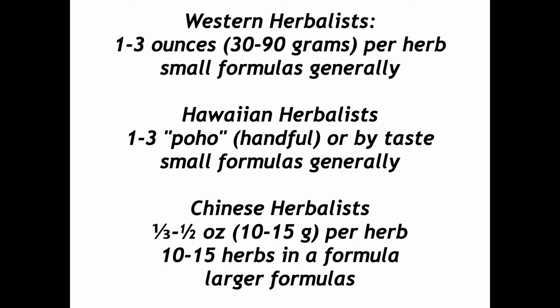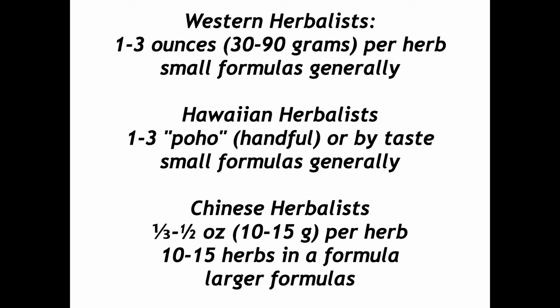My Hawaiian teachers would use what they would call a poho. A poho is a handful, so 1 to 3 handfuls of any given herb. And again, they would tend to use very small formulas, if not single herbs. But they would generally use smaller formulas, and they would figure it out by taste as to how strong the formula was.